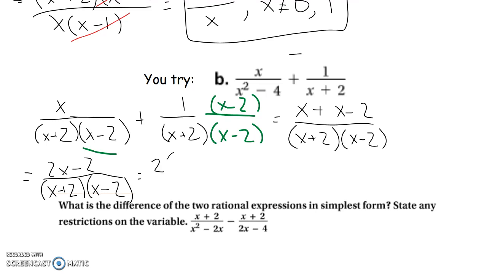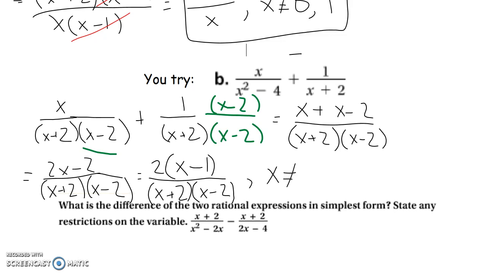We can factor a 2 out of the numerator to get 2 times x minus 1, and that is divided by x plus 2 times x minus 2. Since none of the factors in the numerator or denominator are the same, we are done, that is in simplest form, and we just need to specify that the domain restrictions are negative 2 and 2.